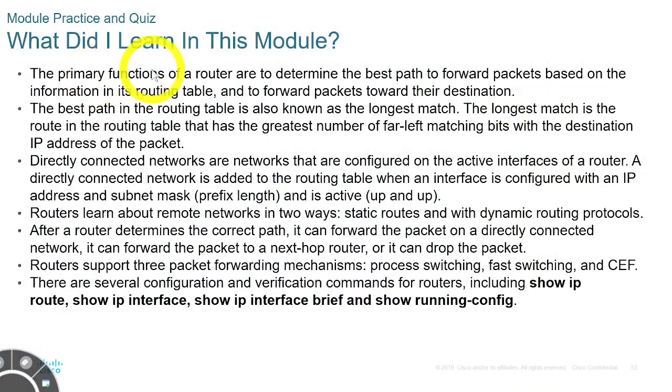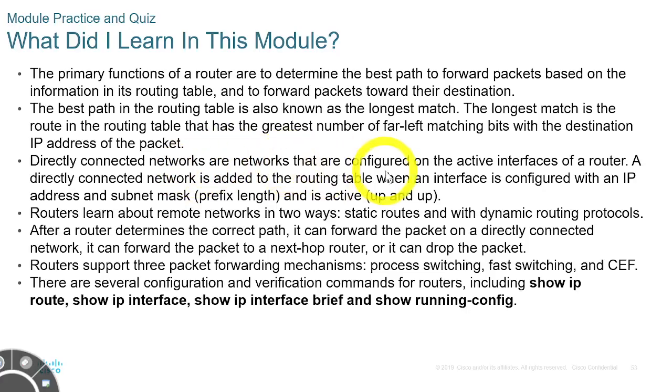Okay. So the primary function of a router is to determine the best path to forward packets based on information in the routing table. The best path in the routing table, remember, is known as the longest match, and the longest match is the route in the routing table that has the greatest number of far left matching bits with the destination IP address. Directly connected networks, what are they?